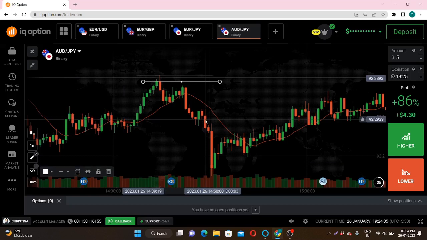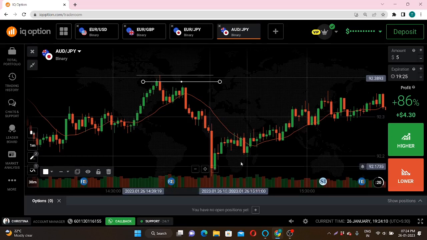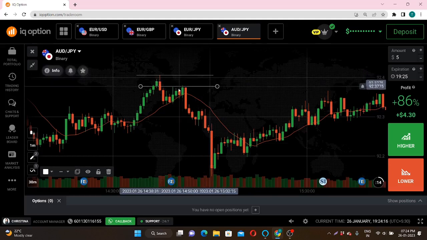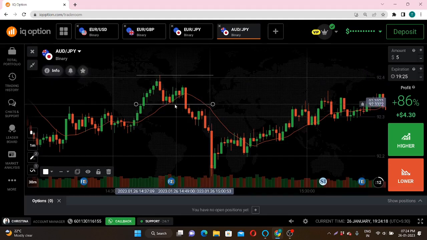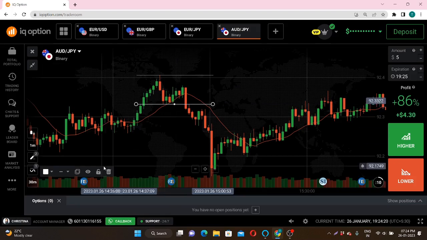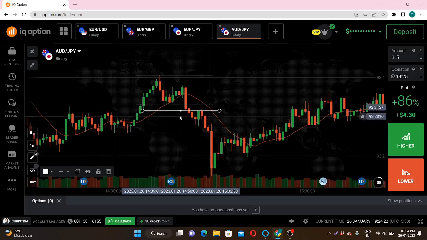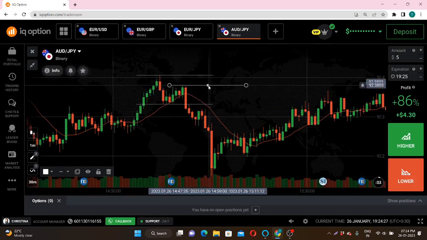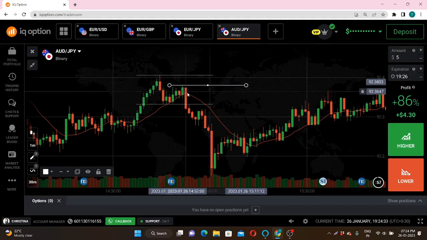This is the pair I have taken here, AUD JPY. In this, see, this is a high point, okay, I have marked. Then I have marked the low point. So again I mark the swing high. So this is again a swing high. Okay, so when I take the swing high, this is not a swing high, because here this is a breakout. This level is a breakout.